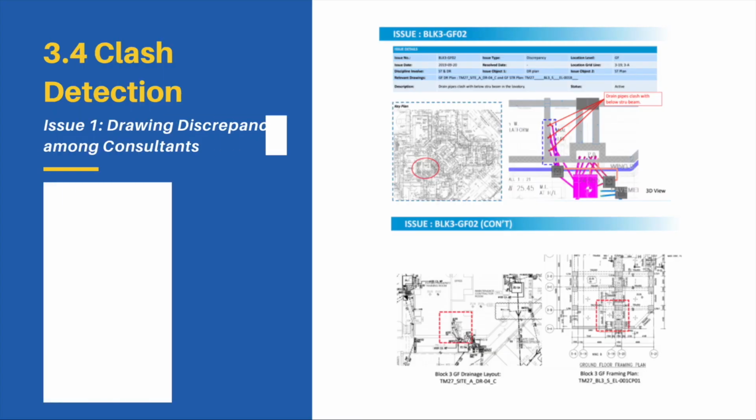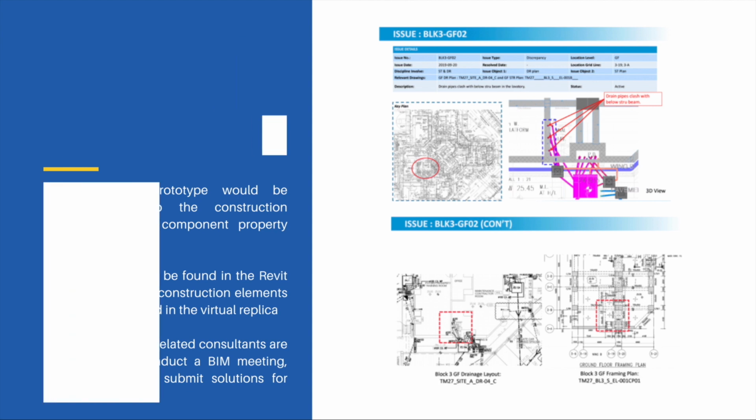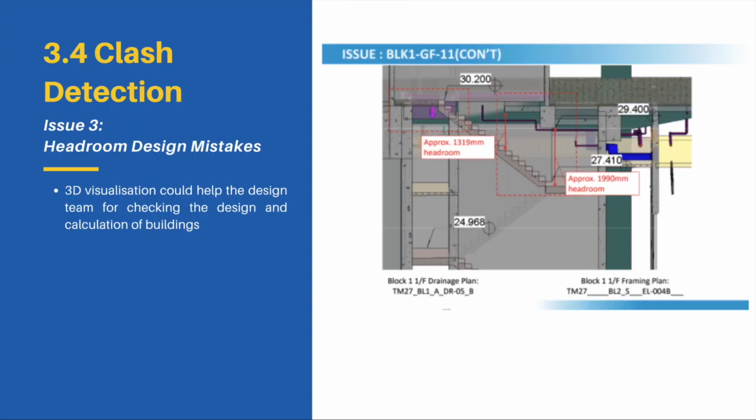Lastly, conflict between drawing and specification may cause project delay and cost overrun, so minimizing discrepancy problem before the construction work is carried out could help the main contractor to reduce rework delay and construction defects. In this case, drawing discrepancy, MEP collision, and headroom calculation mistake are the issues found in the clash report.